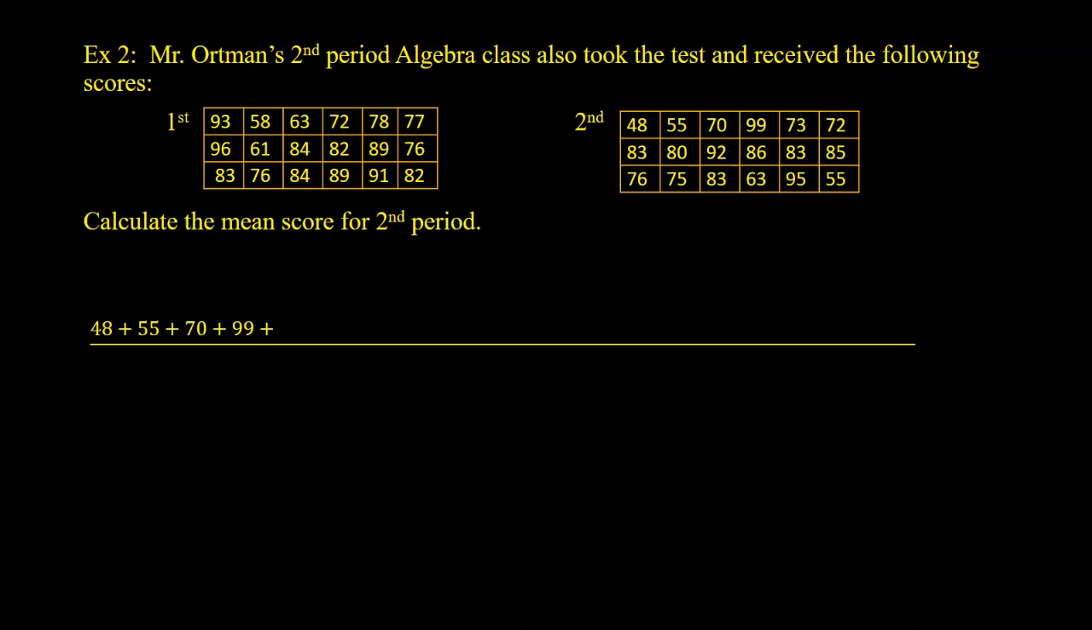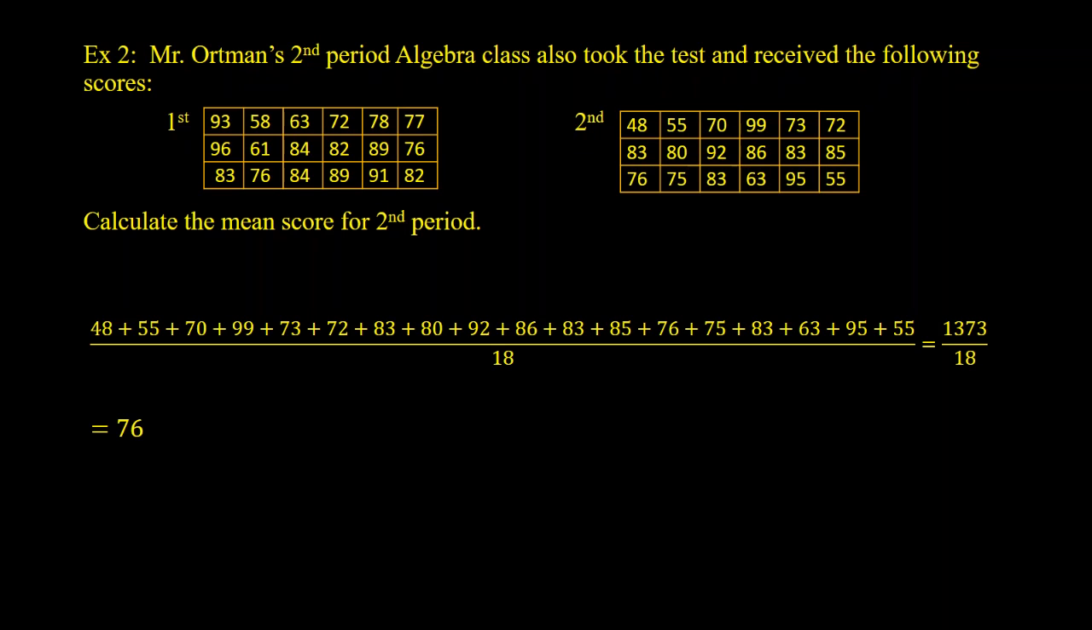So 48, 55, 70, 99, 73, 72, 83, 80, 92, 86, 83, 85, 76, 75, 83, 63, 95, 55. Add them together, divide by 18, and we'll get 76.3 points. The mean score for second period is 76.3 points.